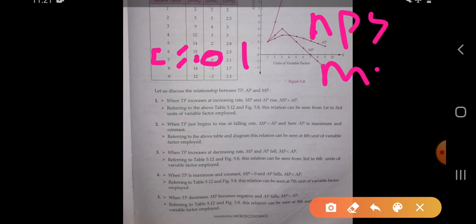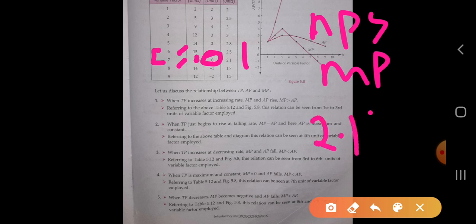But here AP is more than the MP. Why? Because here AP is 2.1, which is greater than 0, that is MP. So in this case, when the TP is maximum and constant, MP will be 0 and AP falls, which means AP is greater than MP, or MP is less than AP.